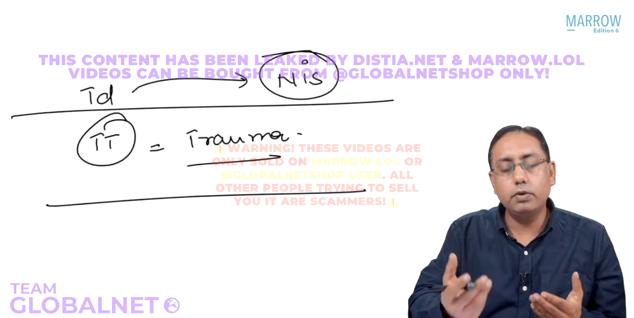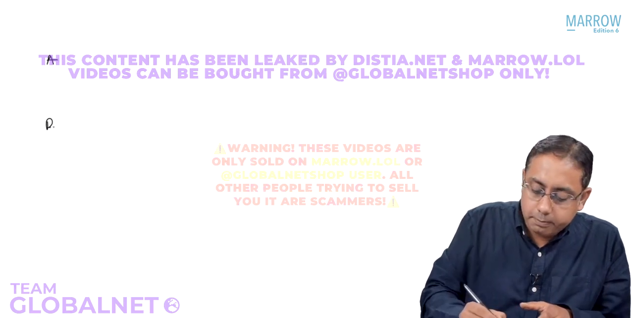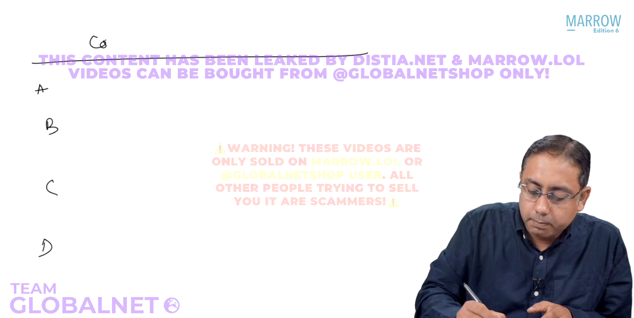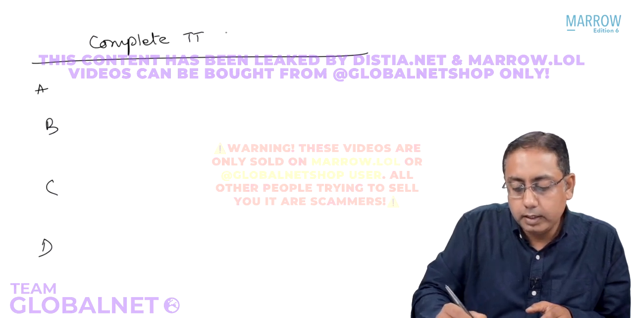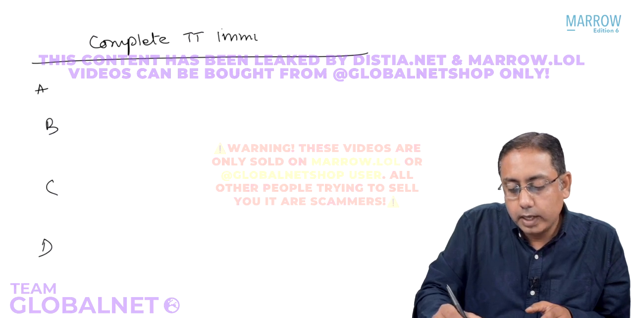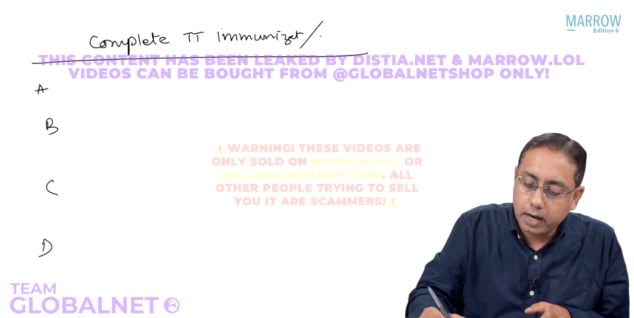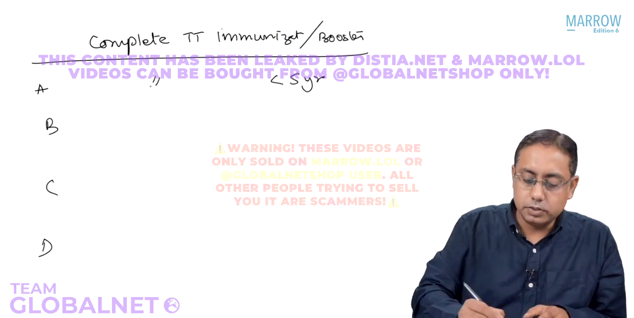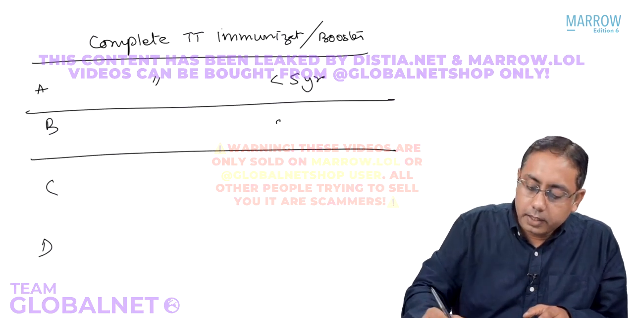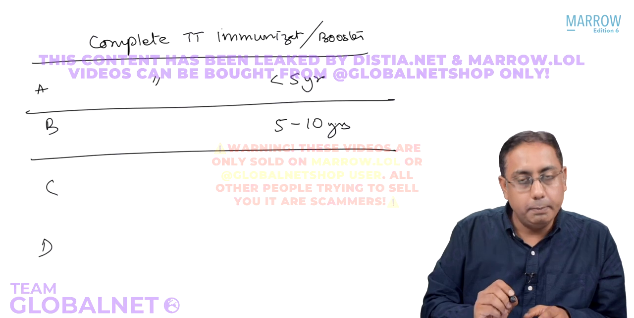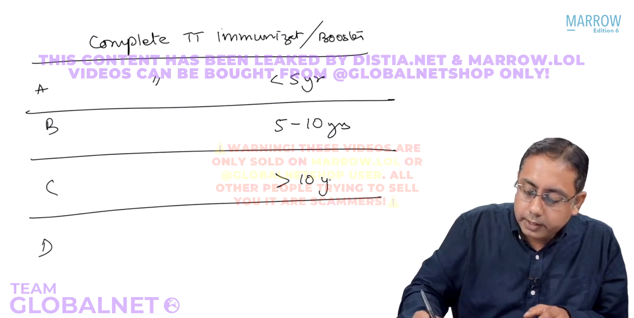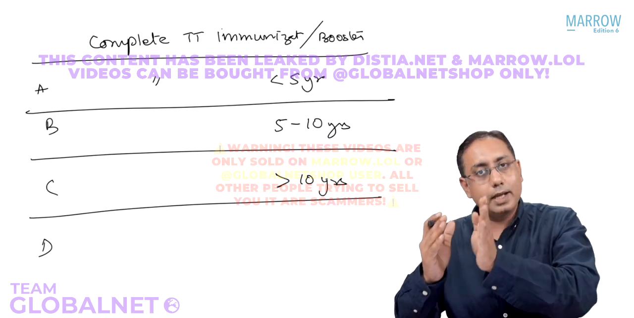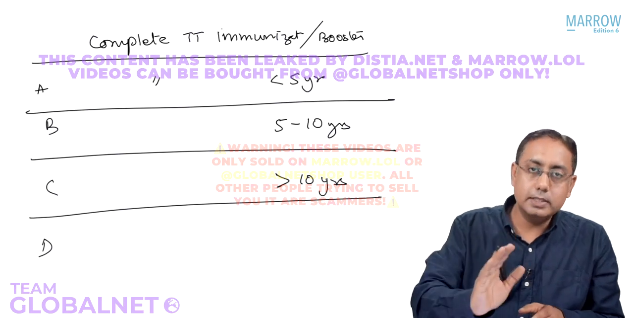Now talking about the schedule for prevention of tetanus. You have category A, B, C and D persons. The person from category A is any person who has had a complete TT immunization or a booster dose within the last 5 years. If the person had it 5 to 10 years ago, that is category B. If the person has taken a complete TT course, that is 2 primary doses, more than 10 years ago, or if the person has taken a booster dose more than 10 years ago, that is category C.